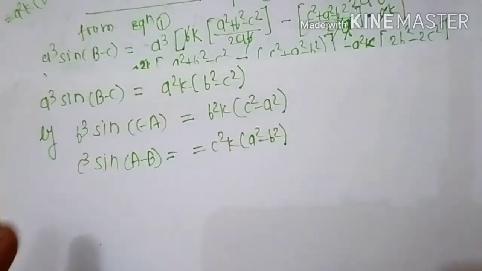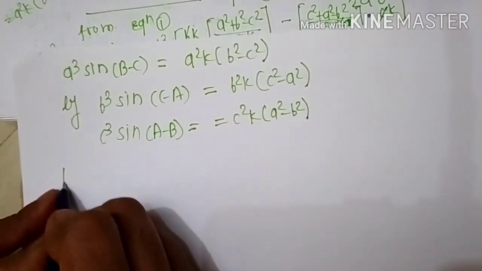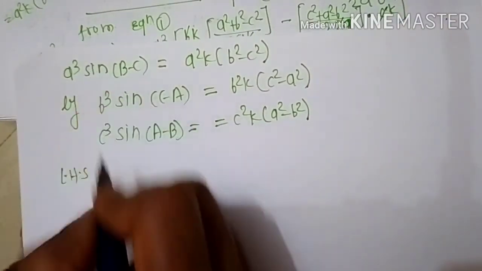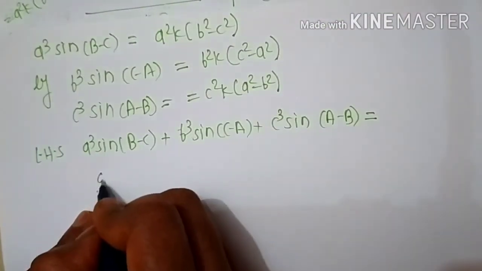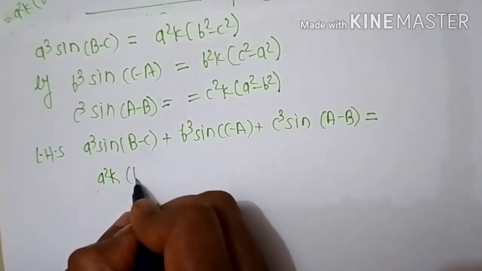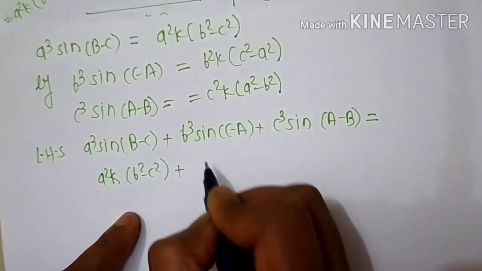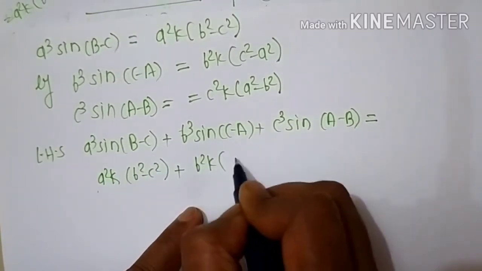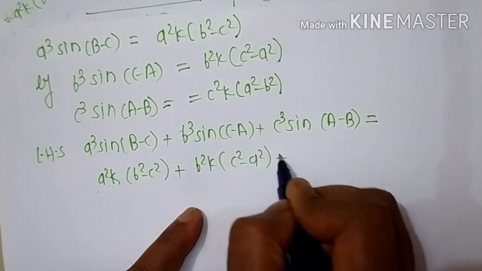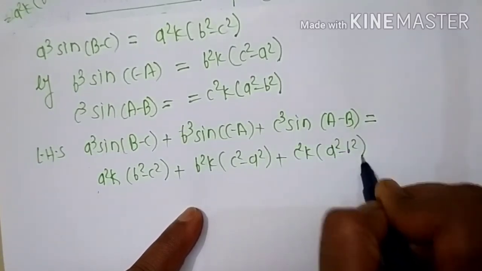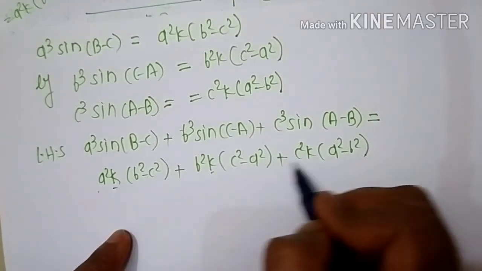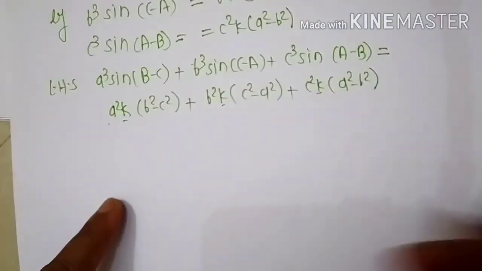Then we take the addition of all these. Our left hand side term is the addition of all these. To get the right hand term: a² into k(b² − c²) plus b² into k(c² − a²) plus c² into k(a² − b²). That is the common term k. Take it outside.